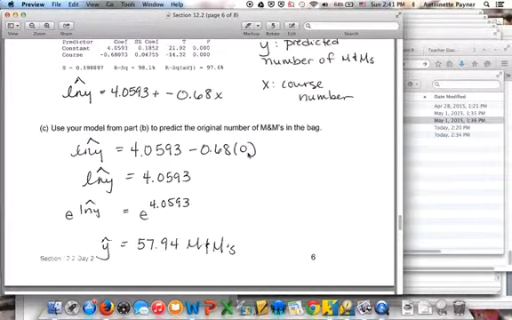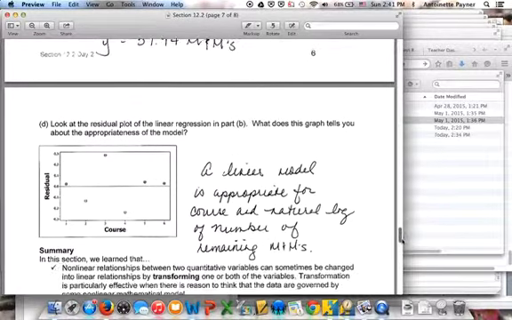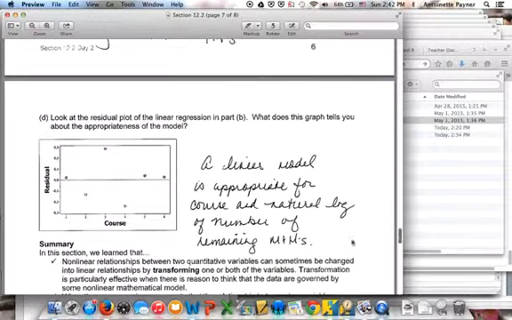So now I'm plugging in 0 here for the prediction, and I have that number right here. I need to take both sides to the e, and that's what I would get for the number of original M&Ms. When I look at the residual plot of the course versus the natural log, I can see that the residuals are uniformly scattered, so a linear model is appropriate.